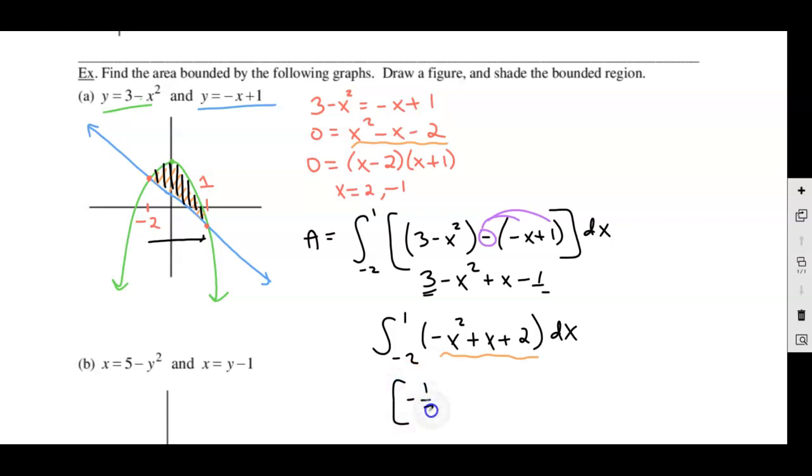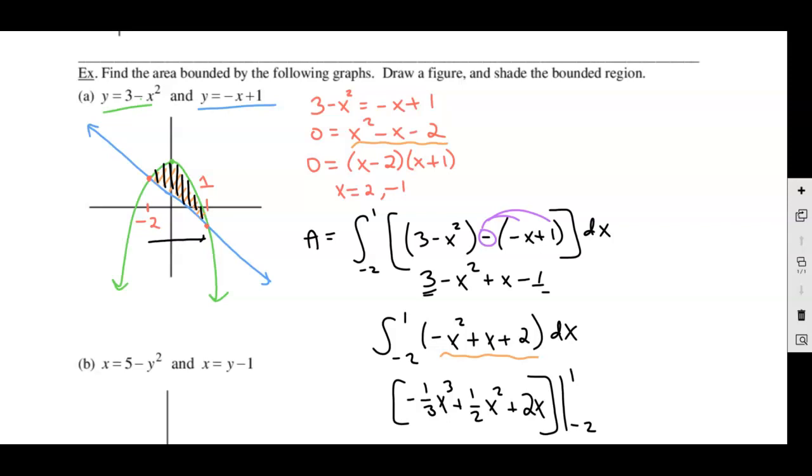So this one's going to be -1/3 x cubed, just the power rule, plus 1/2 x squared plus 2x. And then once we've integrated, we need to evaluate, which means plug in the upper number first. Remember, that was x equals 1, so we can plug that in for x. And then the lower one was x equals -2. We plug that in for x for the bottom of the integration. And then we'll be able to get this answer.